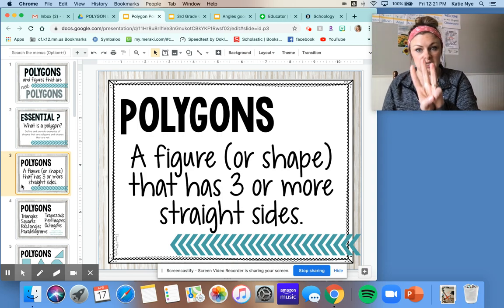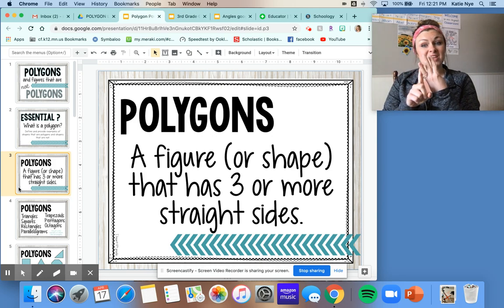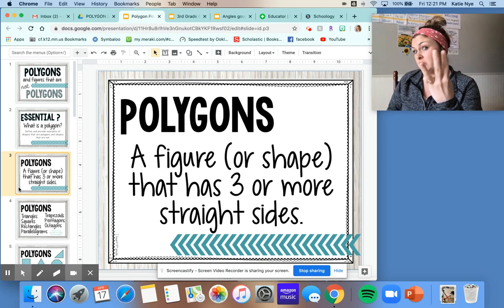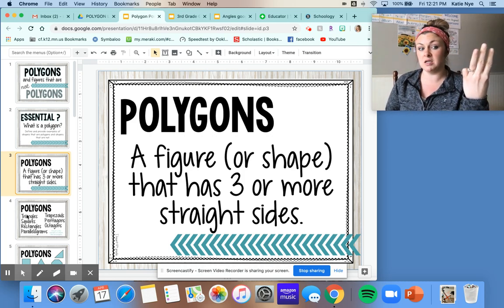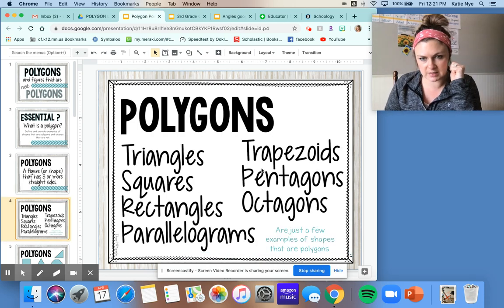And there has to be at least 3 lines. So polygons need straight lines. They all need to be connected and there needs to be at least 3 of them. So those are the 3 things polygons need. Here is a list of some polygons. These are just some of them. There are more of them.